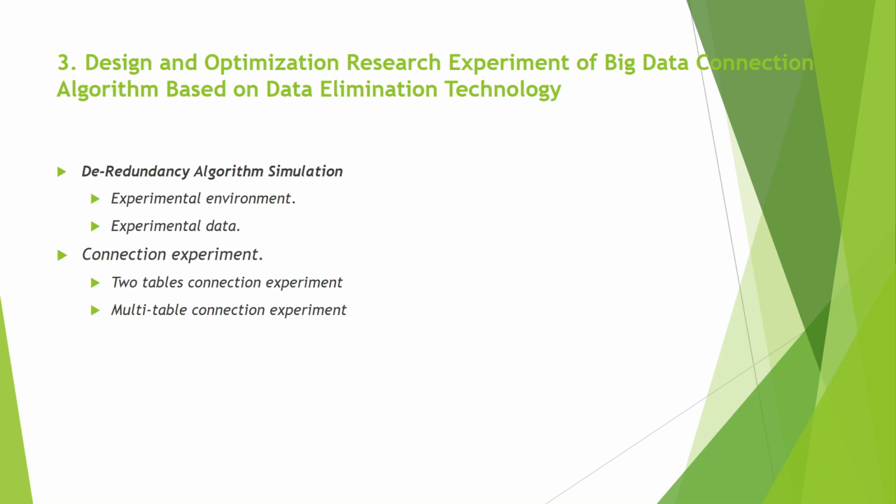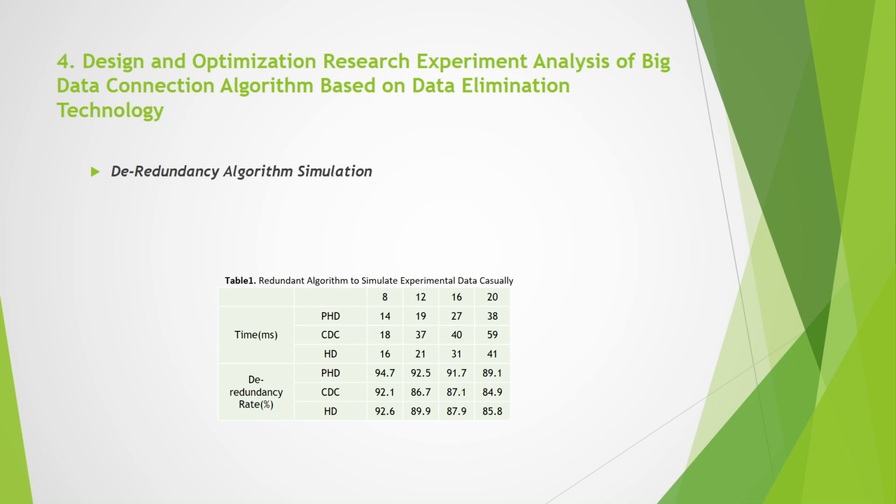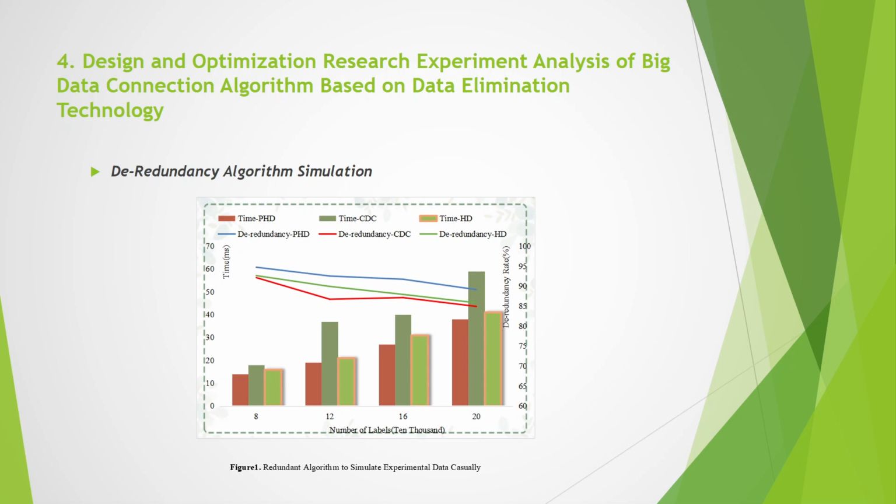Design and optimization research experiment analysis of big data connection algorithm based on data elimination technology: redundancy algorithm simulation under the condition that the redundancy rate is 60%. The comparison of the redundancy time and the redundancy rate of PhD, HD and CDC algorithms is shown in Table 1. It can be seen from Figure 1 that when the redundancy rate is set to 60%, the time consumption of PhD is about 1/3 less than that of CDC, which is not much different from the consumption of HD algorithm, and has higher performance.